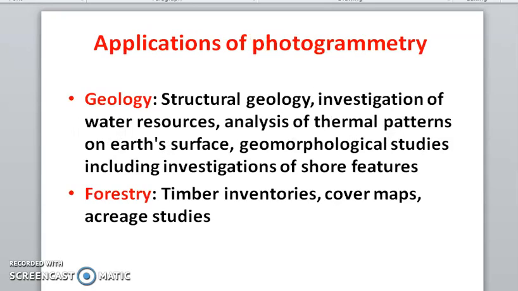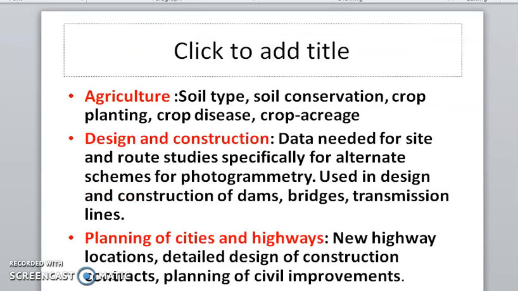Next, the application or uses for geology: structural geology, investigation of water resources, analysis of thermal pattern on the Earth's surface, geographical studies, including investigation of shore features. Second one, forestry: timber inventories, cover maps, and acreage studies. Next, agriculture: soil type, soil conservation, crop planting, crop diseases, crop acreage.